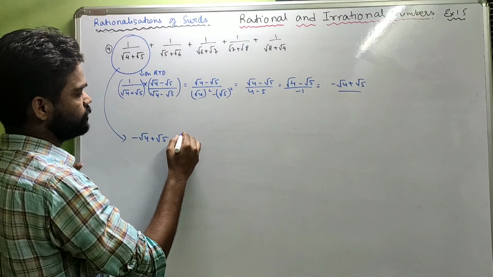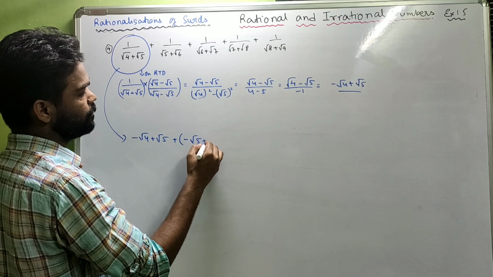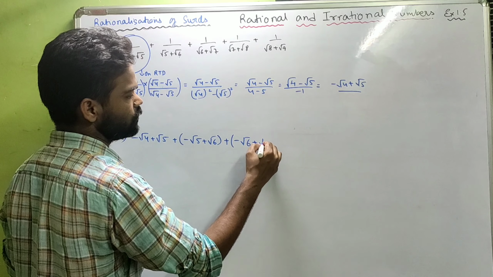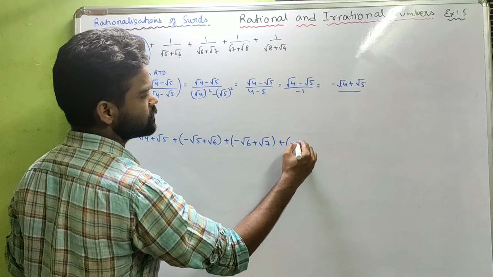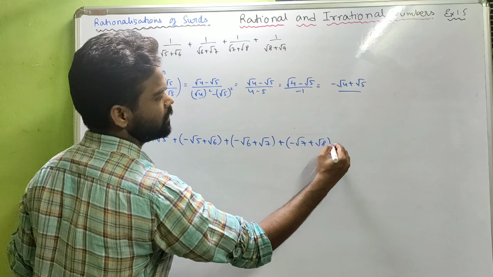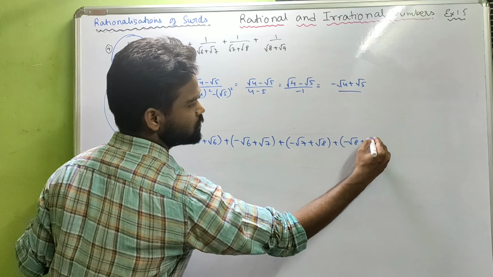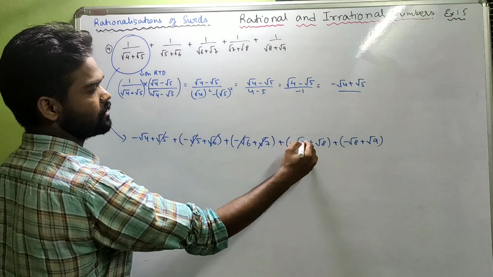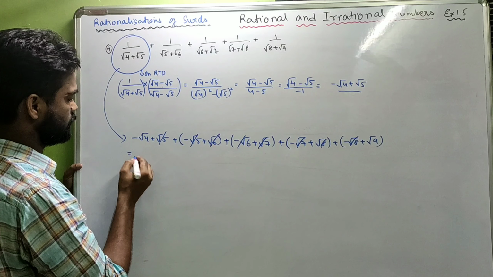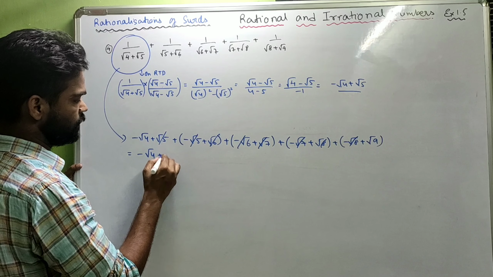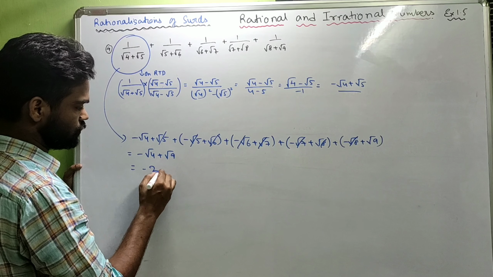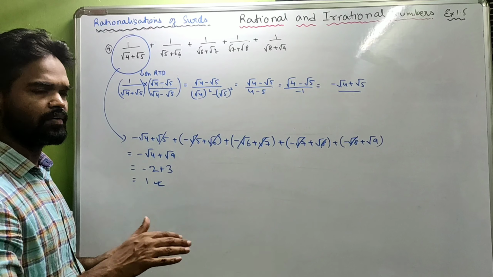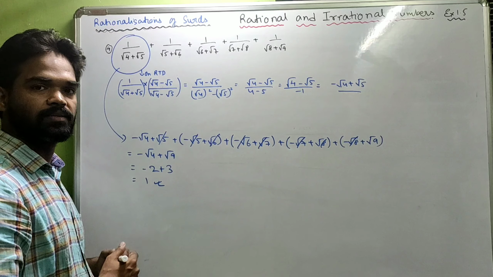Similarly, this will become minus root 5 plus root 6. This will become minus root 6 plus root 7. Similarly, this is minus root 7 plus root 8, and this is minus root 8 plus root 9. Look over here, this cancels out. Okay, minus root 4 plus root 9. Now root of 4 is 2 and root of 9 is 3. So 3 minus 2 is 1. Simple, very easy. Okay, now let us look at the next sum.